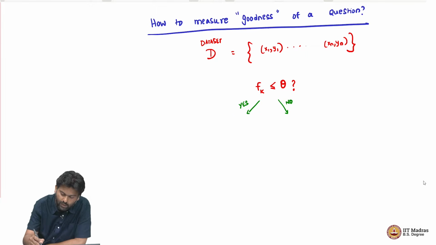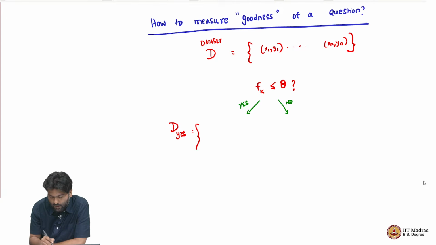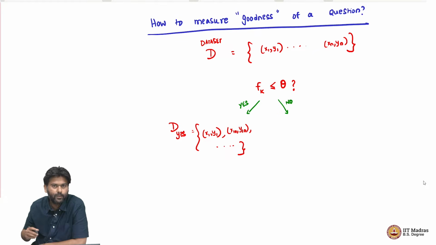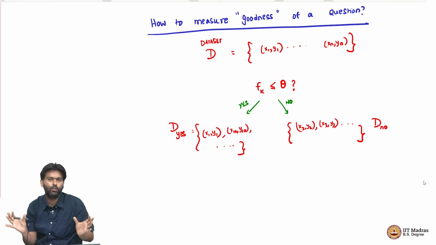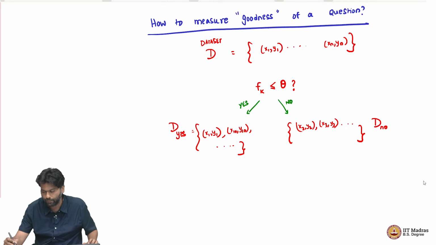So, there is one part which is DS, I am going to call this the DS part, which is just a data set with maybe the first point answered yes, maybe the 10th point answered yes, x10, y10, dot dot dot, some bunch of points, right. So, it is a yes or no question. So, every point either answers yes or no. Which means there is a D no also, which has the remaining set of points x2, y2, x3, y3, dot dot dot, and so on, right. So, you are partitioning your data set into two parts, where one part answered yes to this question, the other part answered no to this question.